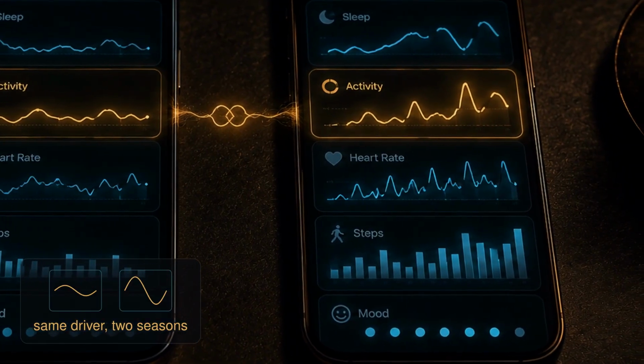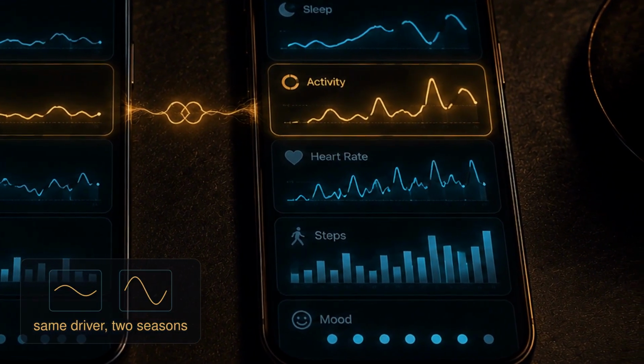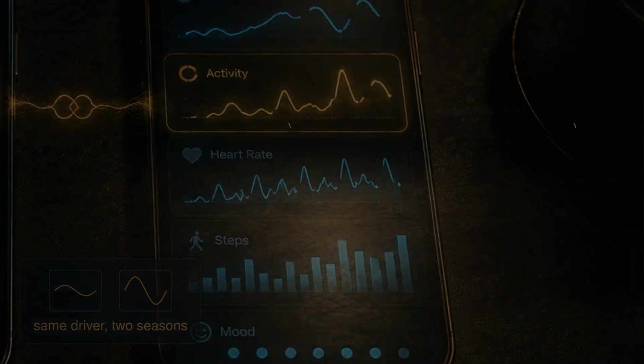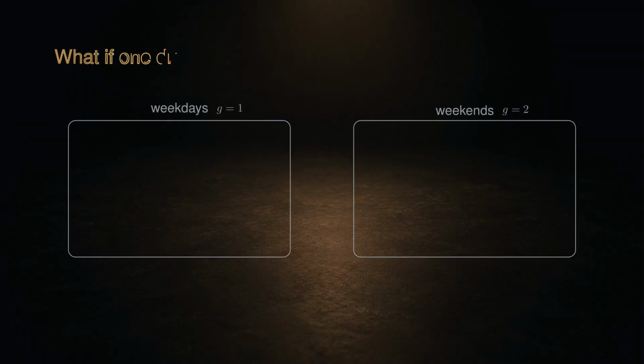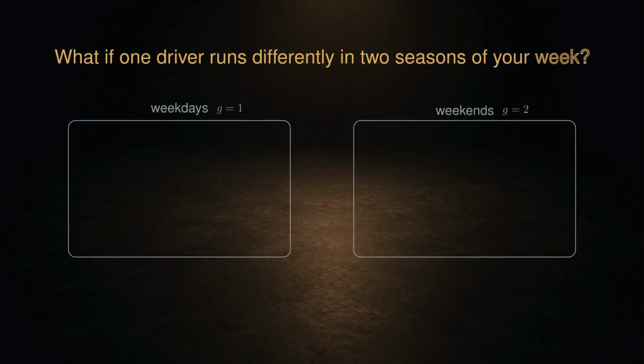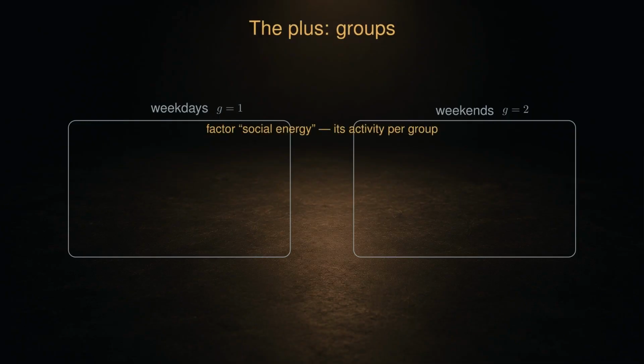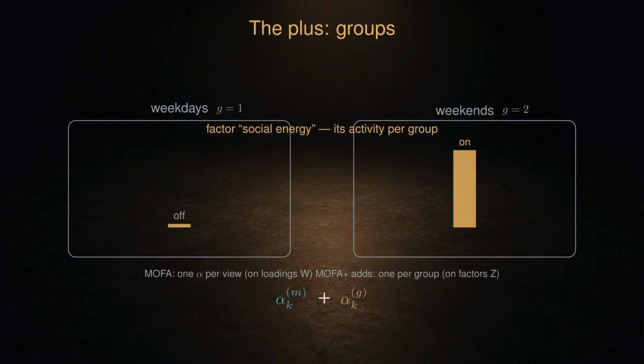Plain factor analysis can't see that split. This is exactly the gap the plus in MOFA Plus was built to close. Split the week into 2 groups, weekdays and weekends, and let the model track each state in each group separately. Take that social energy state. On weekends, its activity is high. On weekdays, it's nearly flat, active in one group, switched off in the other. Here's the key move. The original MOFA put one relevance dial on the loadings, one per view, deciding which logs a factor touches.